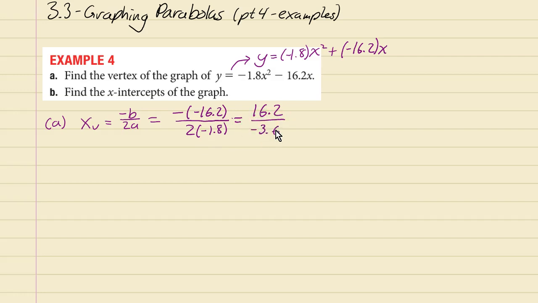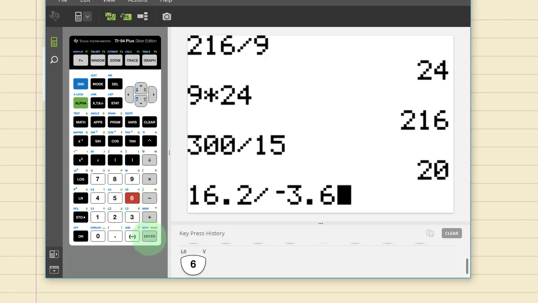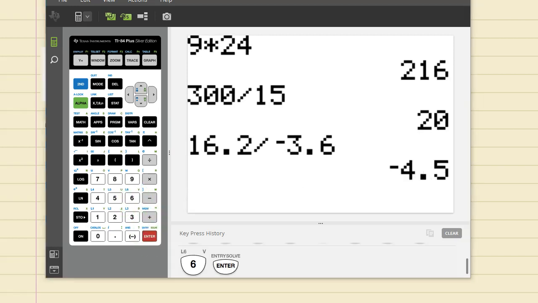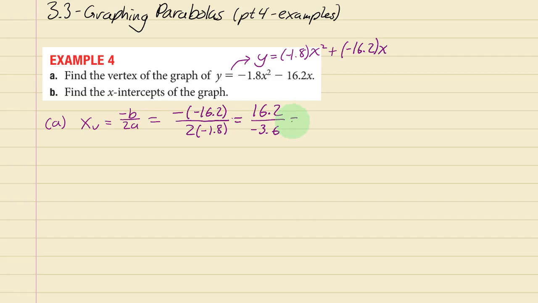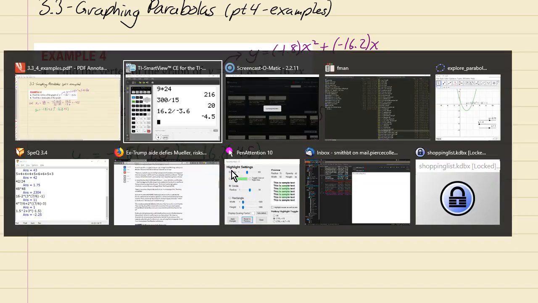This calls for a calculator. We do 16.2 divided by negative 3.6, and we get negative 4.5. And once you know the x-coordinate of the vertex, you can just plug that into the formula to find the y-coordinate of the vertex. Like so. So now I would just type this all in with one line into a calculator, like so.